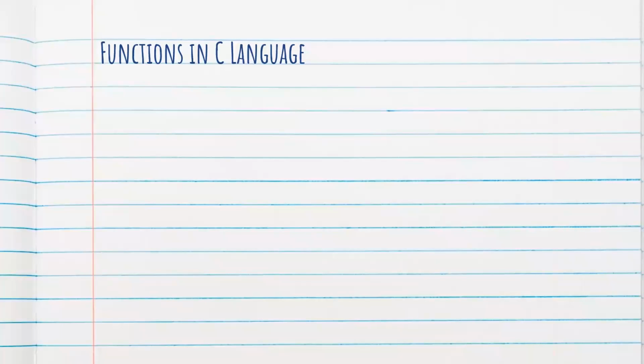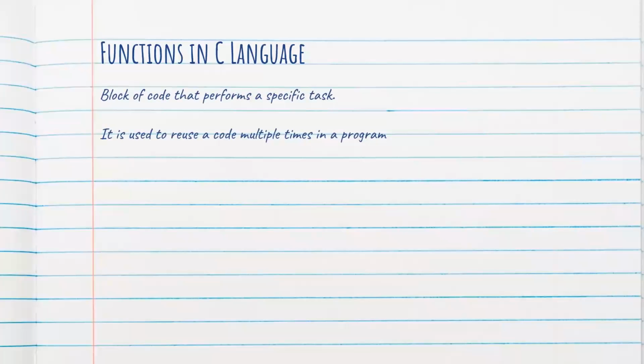In this tutorial, we are going to learn about a very important topic in C language, which is functions. Functions are blocks of code that can perform a specific task. It is just like a regular program, but it can perform a specific task and it can be reused whenever we want to use it.